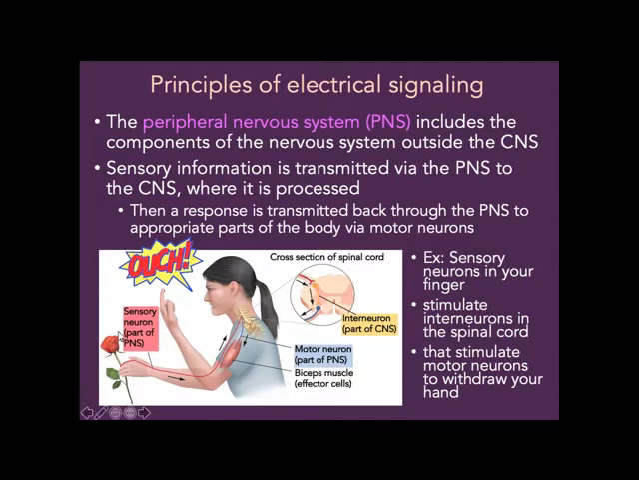So for example, if you touch this spiky rose here, then that pain is detected by a sensory neuron, part of the peripheral nervous system. That stimulates the interneuron over here in the spinal cord. And then the interneuron stimulates motor neurons that affect the muscle, that cause you to withdraw your hand from the thing that hurt you.